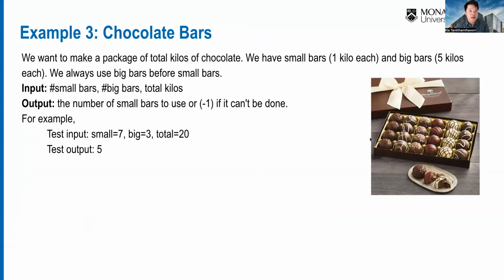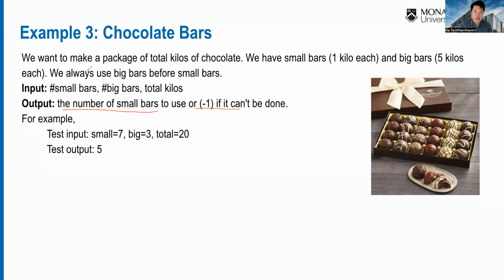Okay, next one, chocolate bar. The spec here: we want to make a package of total kilos of chocolate. We have small bars, which are 1 kilo each, and big bars, which are 5 kilos each. We always use big bars before small bars. What does it mean? And the output will be the number of small bars to use, or -1 if it cannot be done.